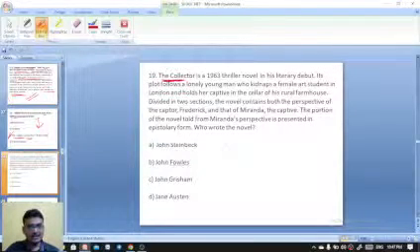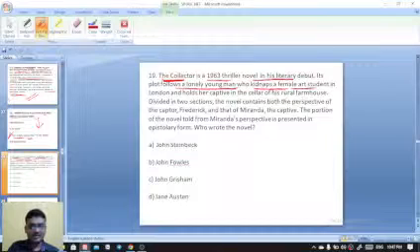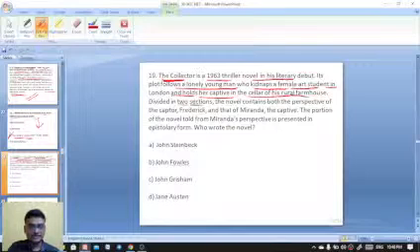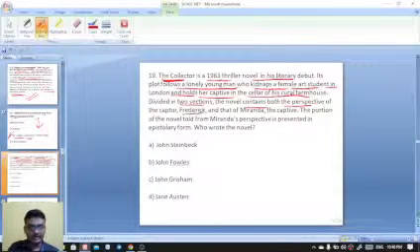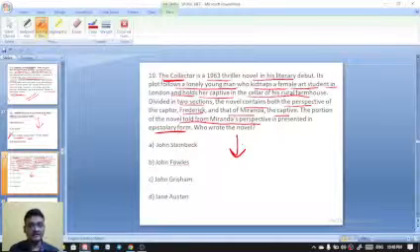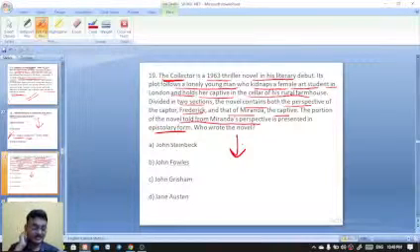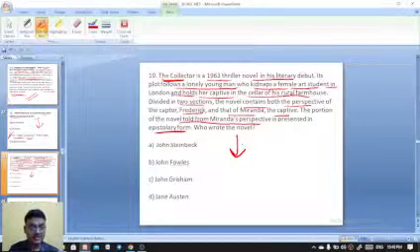The Collector is a 1963 thriller novel. In his literary debut, its plot follows a lonely young man who kidnaps a female art student in London and holds her captive in the cellar of his rural farmhouse. Divided into two sections, the novel contains both the perspective of the captor Frederick and that of Miranda, the captive. The portion of the novel told from Miranda's perspective is presented in epistolary form. Who wrote the novel? You tell me. Famous one.